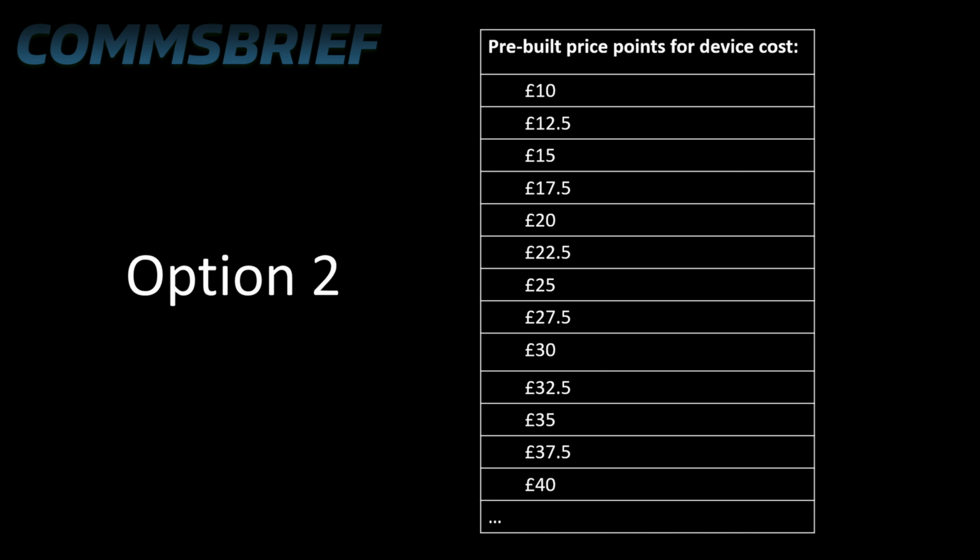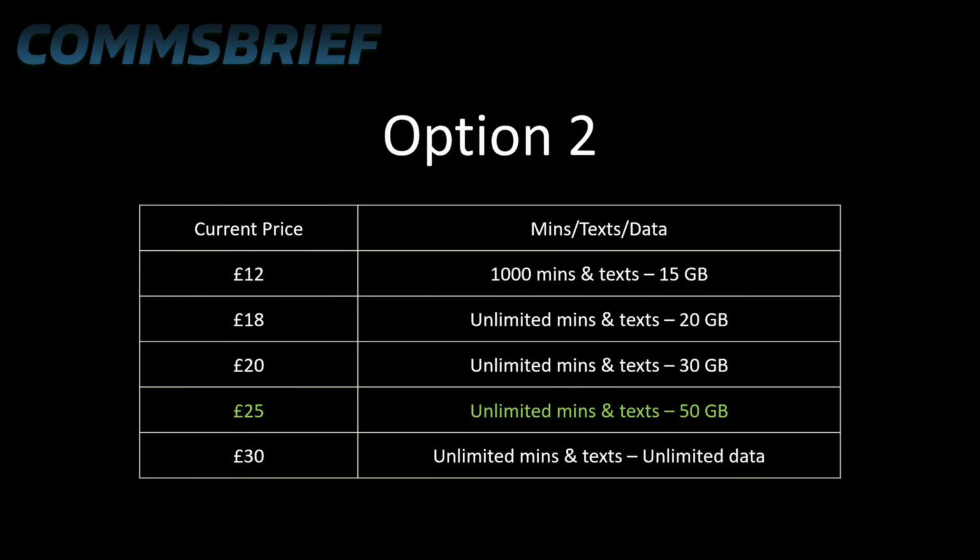So let's use the same example as above, unlimited minutes and texts with 50 GB of data and a phone that costs £1,100. Let's see with option 2 how things will look if we go ahead with this. For the airtime, we use the exact same SIM-only tariff that costs £25 per month for unlimited minutes and texts and 50 GB of data.